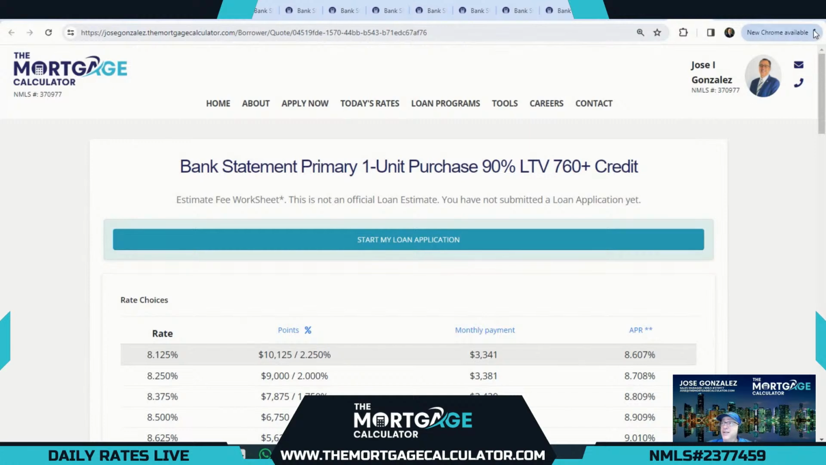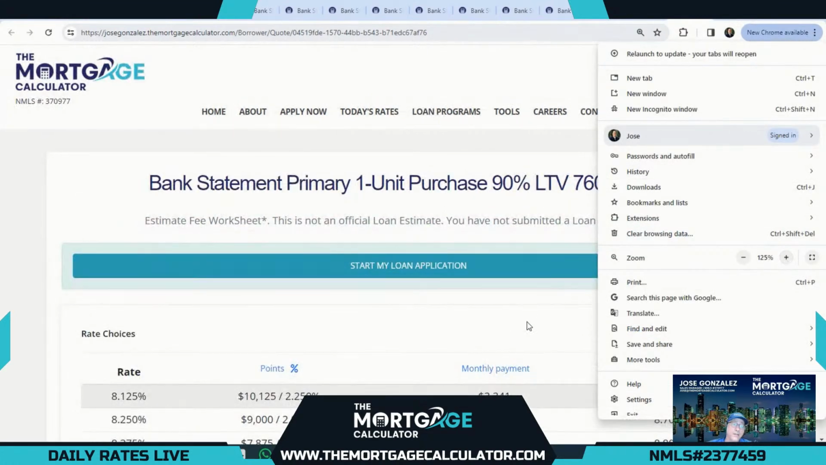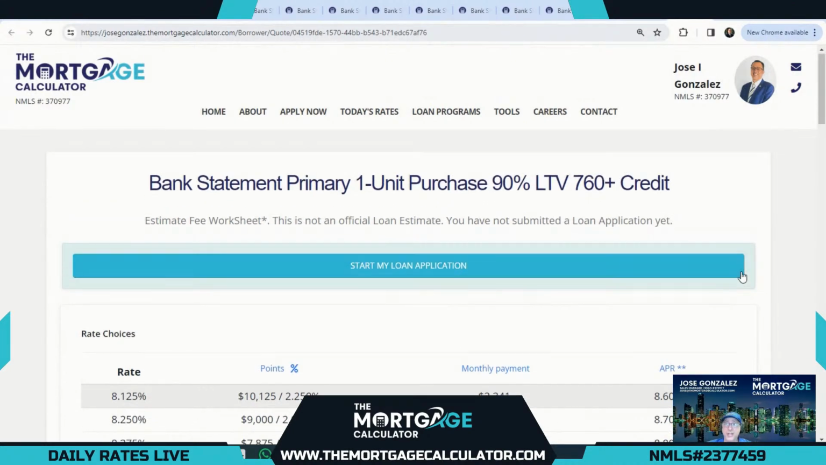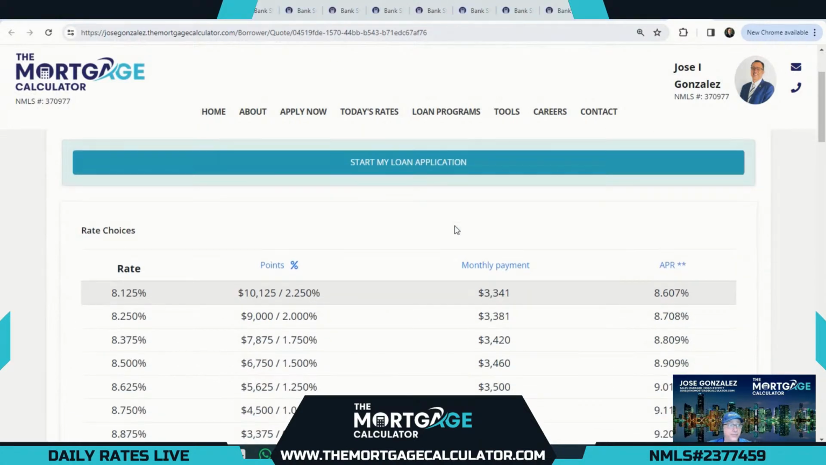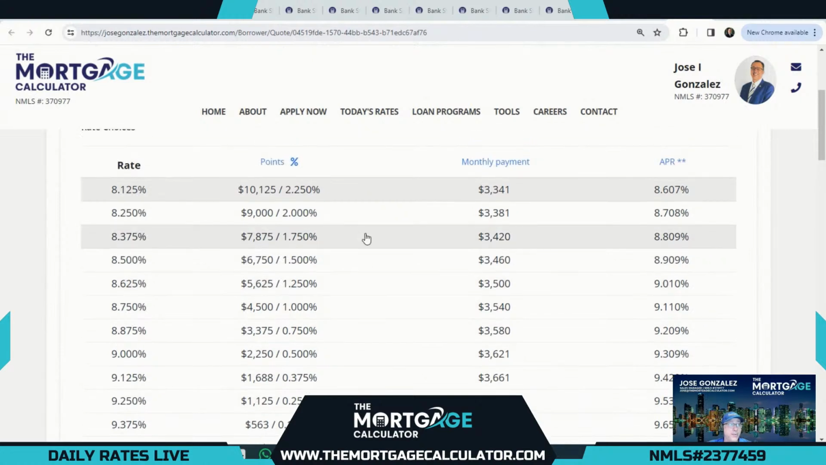All right, let me make this a little bigger for you all. I think we are good there. Okay, so our first option is our primary one unit purchase for our premier credit individual. 90% is the maximum LTV for this option. And here we are looking at 9.5%, which is our lowest cost option, and 8.125% is our lowest rate option.